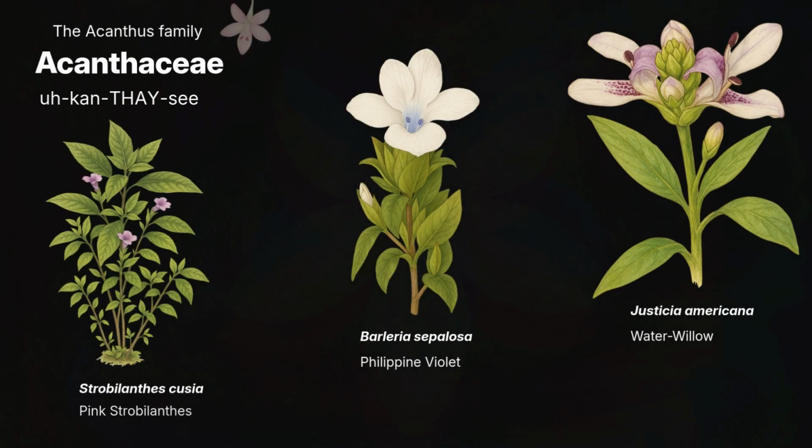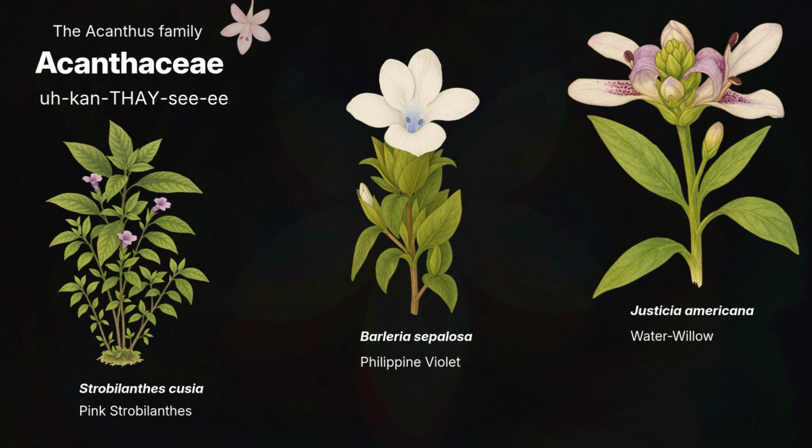Acanthaceae, the Acanthus family. Acanthaceae includes herbs, shrubs, and small trees found in tropical and subtropical forests, moist thickets, riparian zones, and sometimes seasonally dry woodlands, habitats marked by layered canopy light, variable moisture regimes, and rich soils.